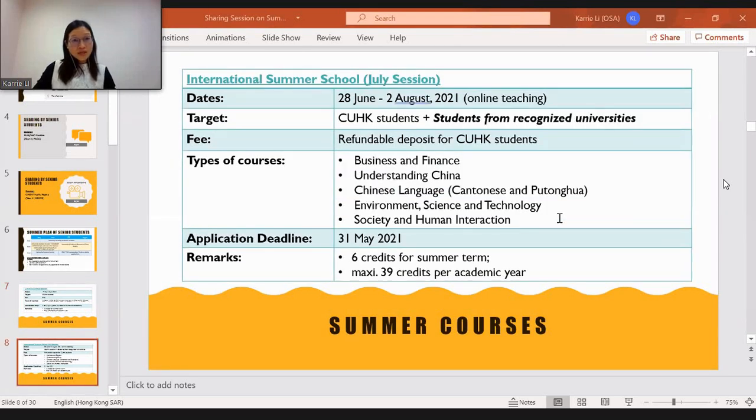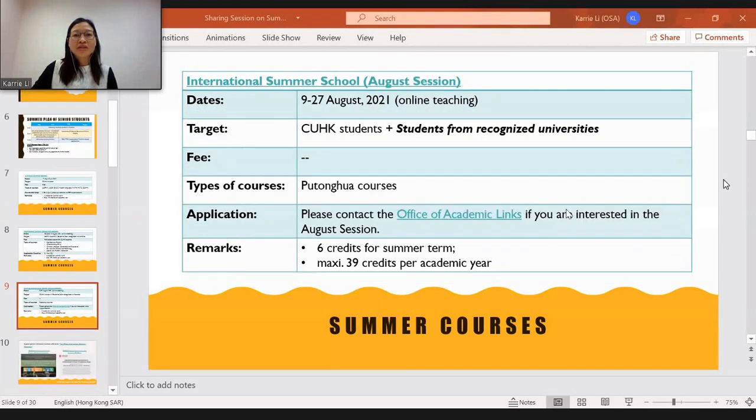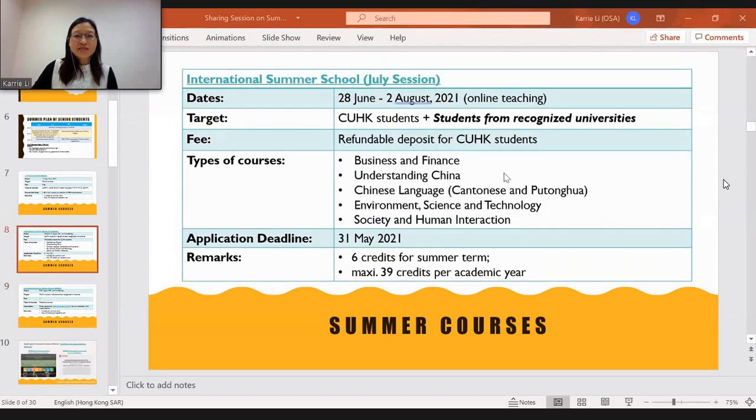So for the international summer school, as I have mentioned before, they welcome students from other universities to take courses. Therefore, you will have chance to study with students from different cultural backgrounds. And actually, there are 2 sessions. So there will be the July session as well as the August session. So for the July session, the types of courses they offer will be more. So you have more choices.